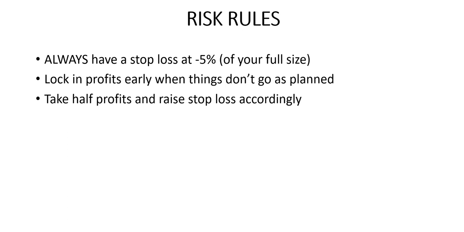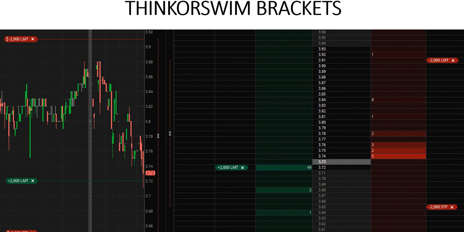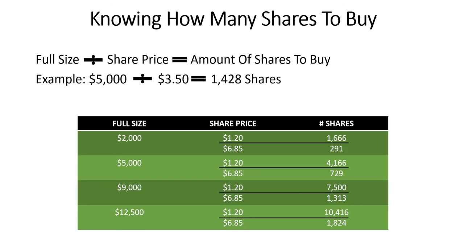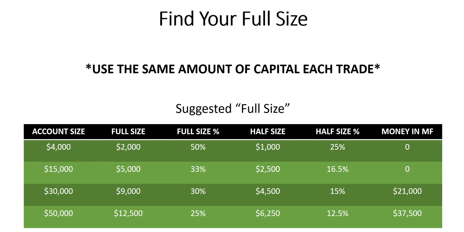Now, hopefully this was helpful here. Just to review some things, the brackets within ThinkorSwim are extremely helpful in terms of having your stop loss and take profit already set up for you, knowing the risk management, keeping it 2-to-1 as far as reward goes compared to your risk, and knowing how many shares to buy. Do not buy the same amount of shares for every stock. You need to use this formula. Take your full size, the amount of capital you're willing to risk on any trade, divided by the share price. That'll give you how many shares to buy.